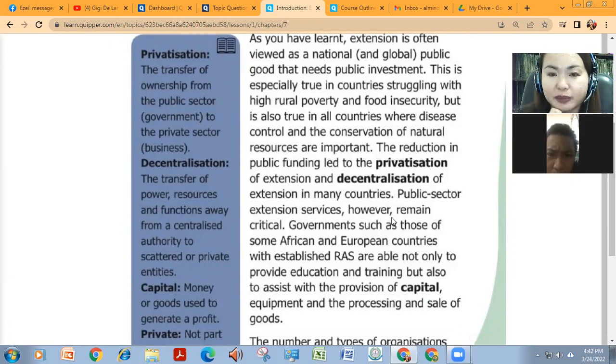Jason, you read it. Privatization is the transfer of ownership from the public sector or government to the private sector or businesses. Decentralization is the transfer of power, resources, and functions away from a centralized authority to scattered or private entities.